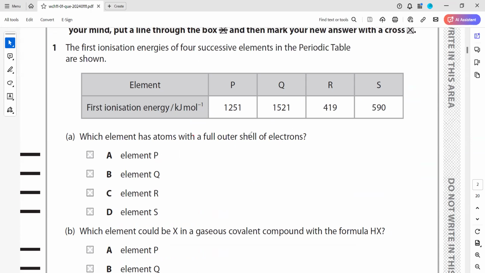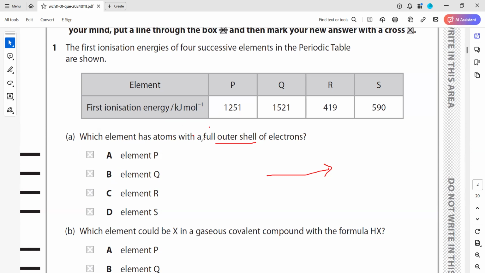So these are the successive elements in the periodic table. When we move across the period, what happens to the ionization energy? Ionization energy means the minimum energy which we need to remove an electron. So the elements have atoms with a full outer shell.